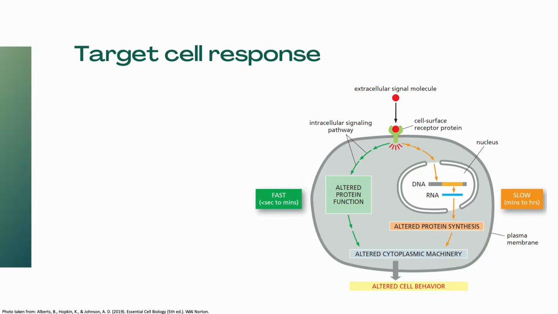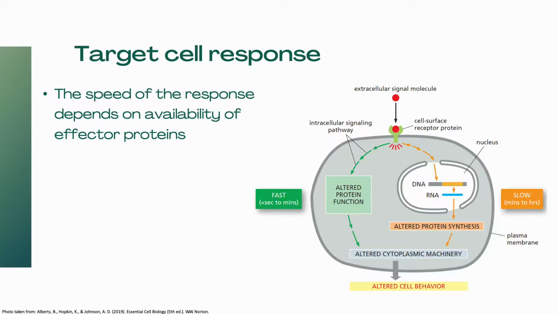The target cell response can also have a variety of speeds. This is largely dependent on the availability of effector proteins in the cell. In this example, we can see 2 types of responses, one fast response and a slow response. In cases where the effector protein is already present in the cell, the response can be very rapid, ranging from a few seconds to a few minutes.